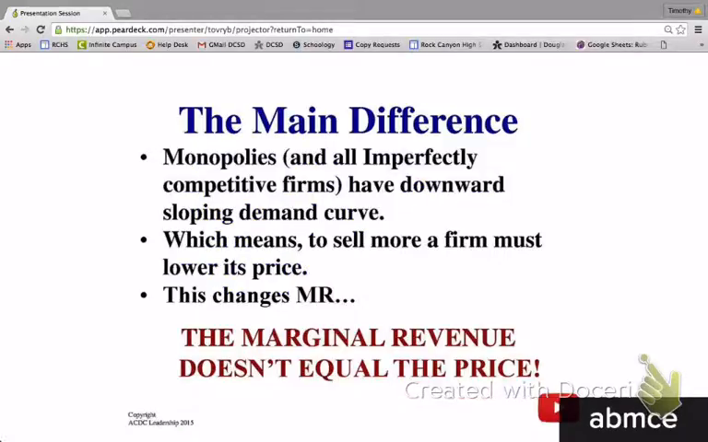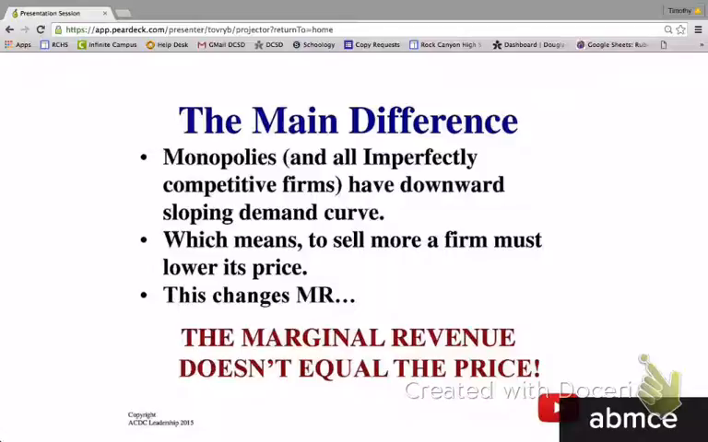So here's the main difference. Monopolies face downward sloping demand curves, and all imperfectly competitive firms do face downward sloping demand curves. The only type of market structure where an individual firm faces a non-downward sloping demand curve is perfect competition, where the firm's demand curve was perfectly elastic and horizontal. But in all other forms of imperfect competition, such as monopolies, they all face downward sloping demand curves.